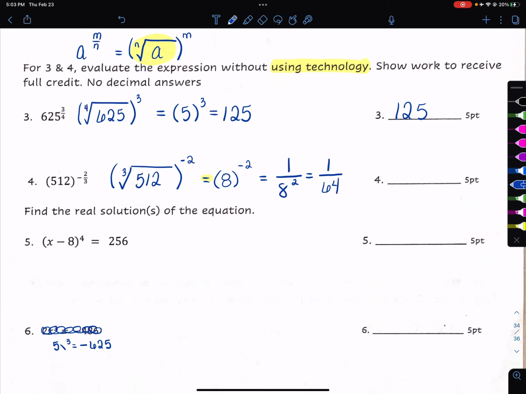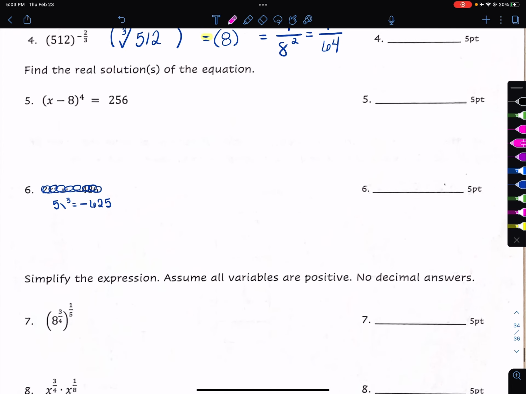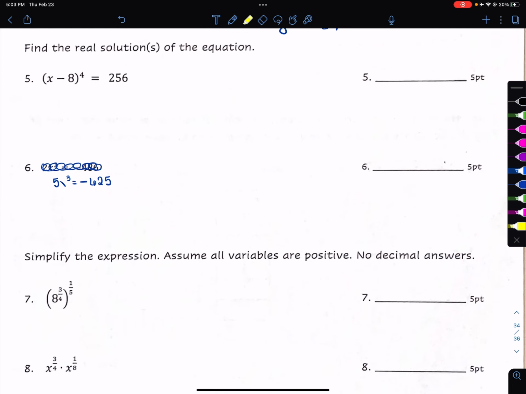Okay, so what if it was, and I'm going to pick up a different color here. If it was 8 squared, then you would have just told me it's 64, okay? But because it's 8 to the negative 2 power, we have to write it 1 over 64. We have to move that term with the exponent to the denominator so that it's a positive 2, okay? All right, let's go on to number 5. Now on number 5, we are looking for the real solutions.